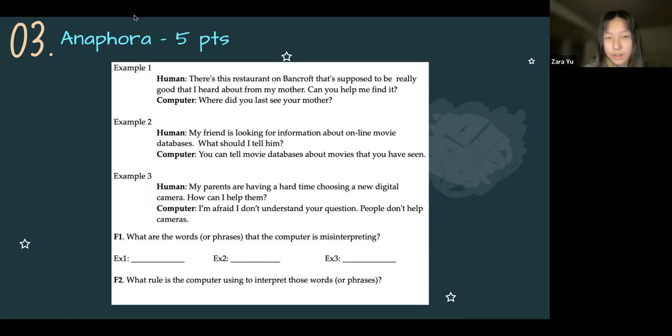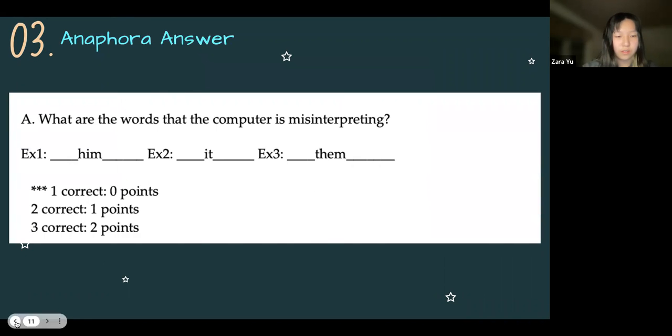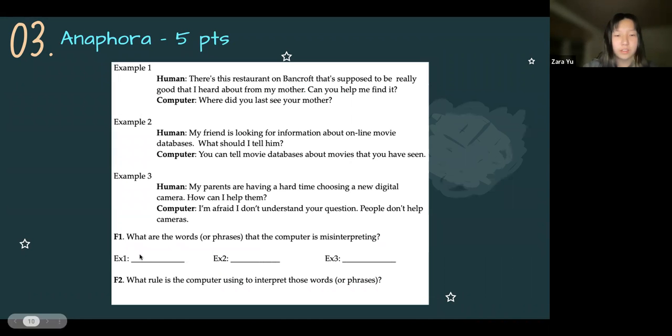Okay, I'm gonna go over the answers. Pretty straightforward. So for this first one, okay, these answers are actually wrong. I just looked at them. So for example one, what they misinterpreted is what it is. So instead of doing the restaurant, they interpret it as their mother. So that's wrong. For example two, they misinterpreted him. So instead of talking about the friend, they talked about movie databases, which is wrong. Then for the last one, it's them. So them actually refers to the parent.